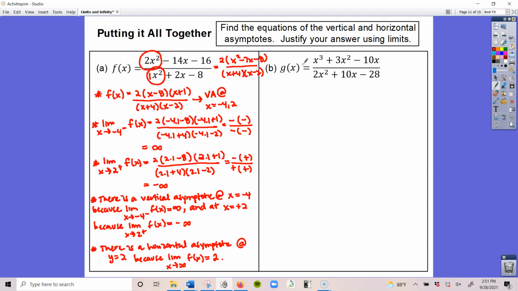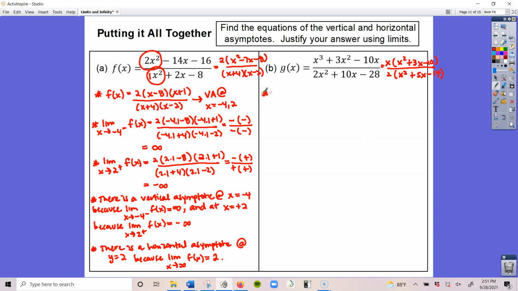Now let's do this next one here. We have g of x is equal to x to the third plus 3x squared minus 10x over 2x squared plus 10x minus 28. So let's factor. In the numerator, we can take out an x from each term, which would give me x squared plus 3x minus 10. Over in the denominator, we can take out a 2, which would give me x squared plus 5x minus 14.